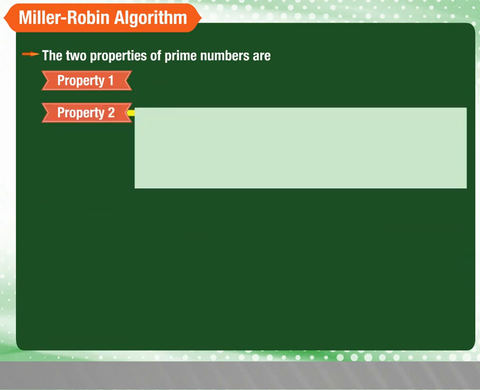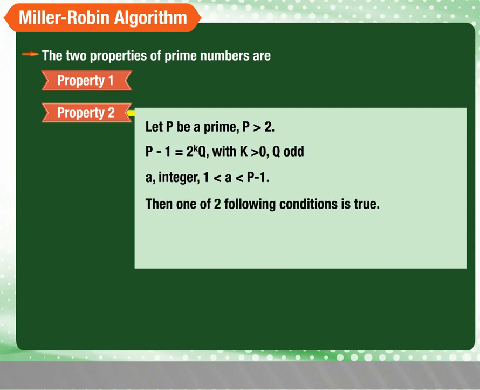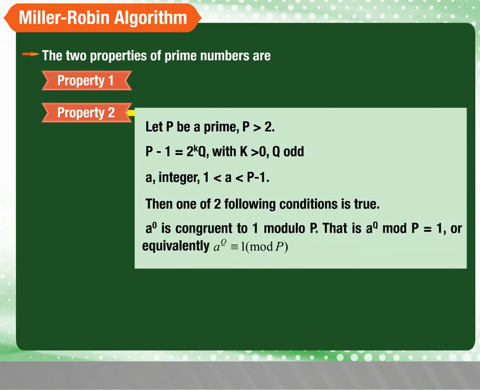Property 2. Let p be a prime, p greater than 2. p minus 1 is equal to 2 power k into q, with k greater than 0 and q odd. Let a be an integer, 1 less than a less than p minus 1. Then one of the two following conditions is true. Either a power q is congruent to 1 modulo p, that is a power q mod p equals 1, or equivalently a power q is congruent to 1 mod p.